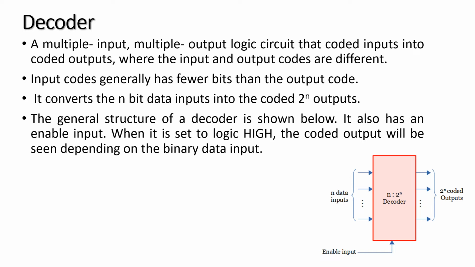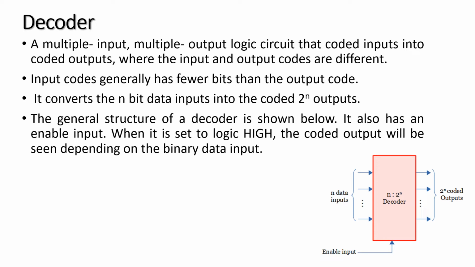Right, so what is a decoder? We know that the decoder is one example of a combinational logic circuit. It has multiple inputs and multiple outputs, where it can convert the coded inputs into coded outputs, where the input and output codes are of course different. And generally the input code has fewer bits than the output code, right?